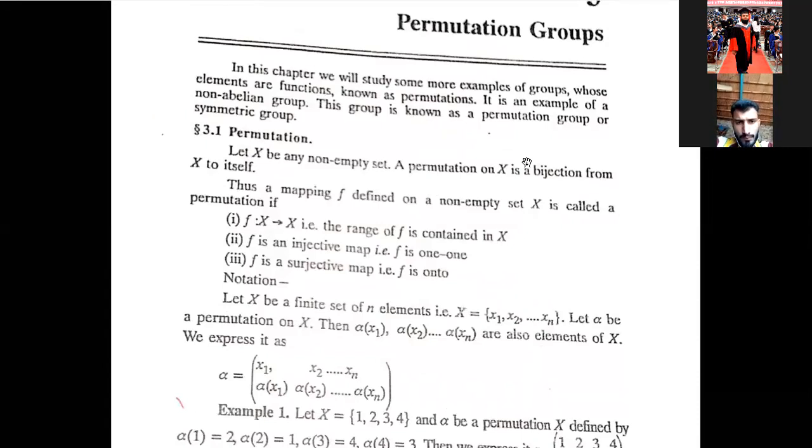Thus, a mapping F defined on a non-empty set X is called a permutation if F from X to X, that is, the range of F is contained in X, and F is injective, because you already know that bijective means both one-to-one and onto, that is, injective as well as surjective.